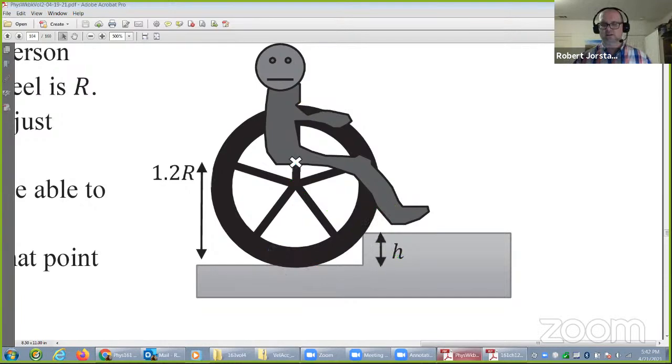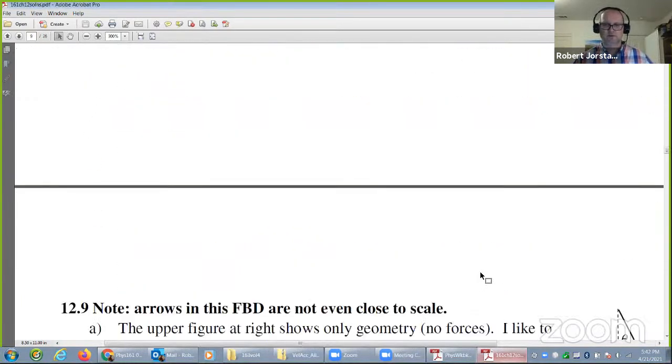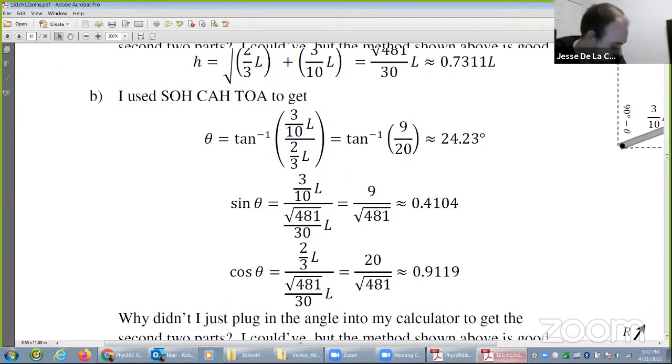So let's go in there and look at the solution now. Which question was that? 12.12? 12.11. Oh, 12.11.